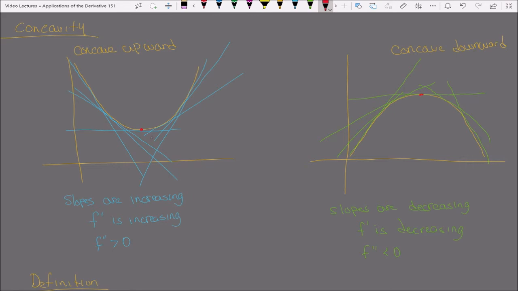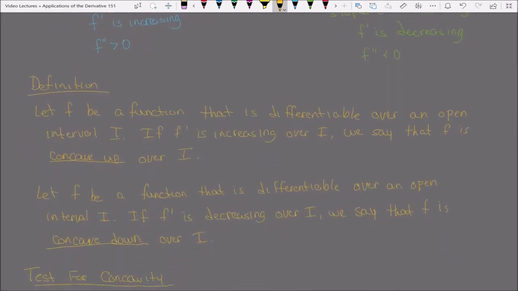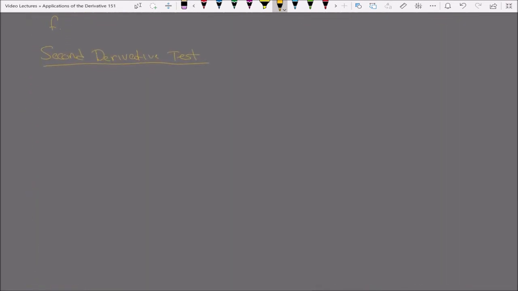This point over here would be a relative max, right? Function goes from increasing to decreasing. Well, that is concave down, right? Meaning f double prime would be less than 0. That is our second derivative test.